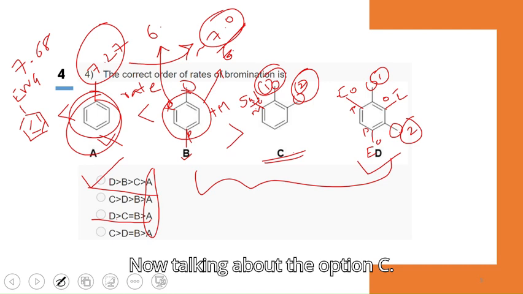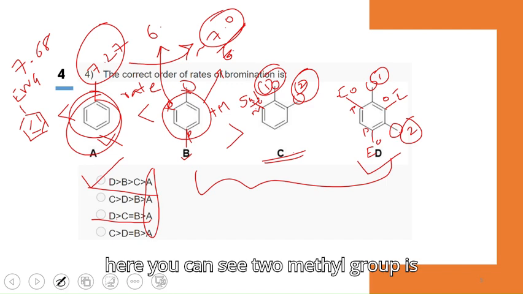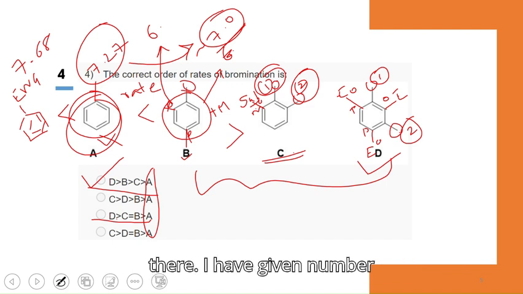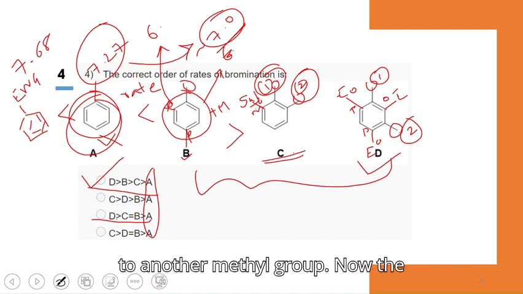Now talking about option C, here you can see 2 methyl groups are there. I have given number 1 to this methyl group and 2 to the other methyl group.